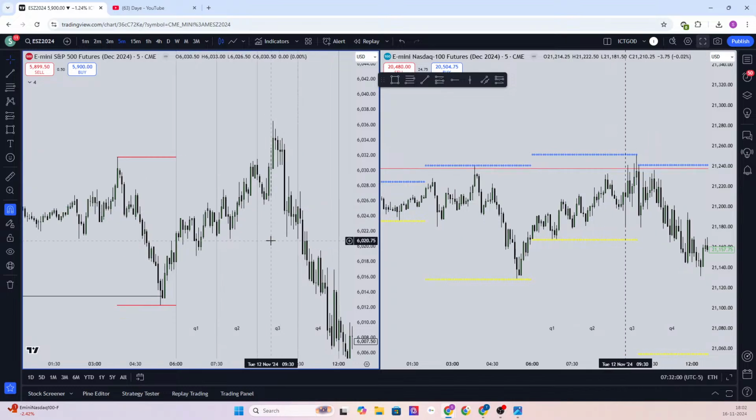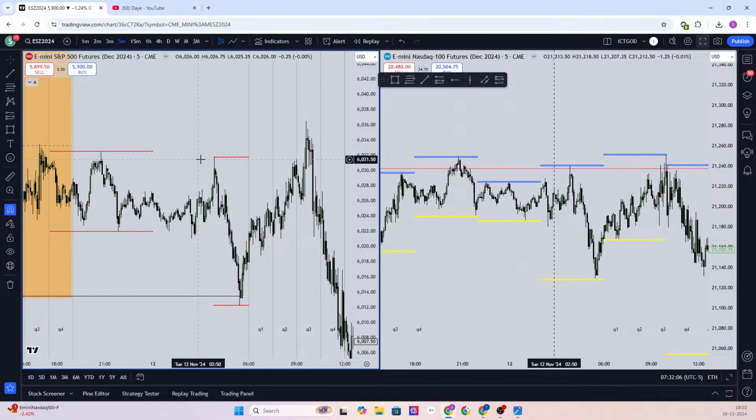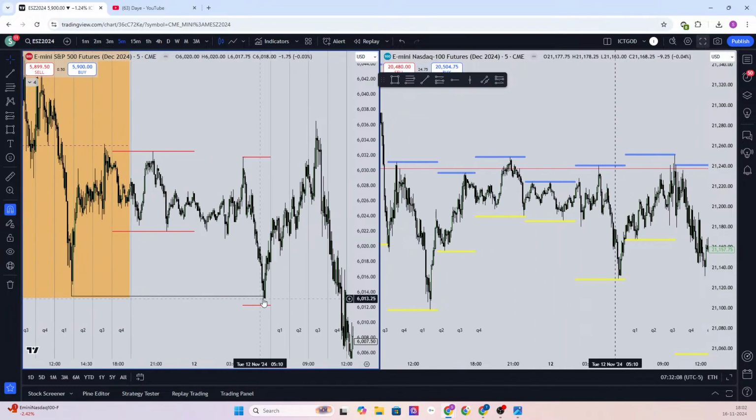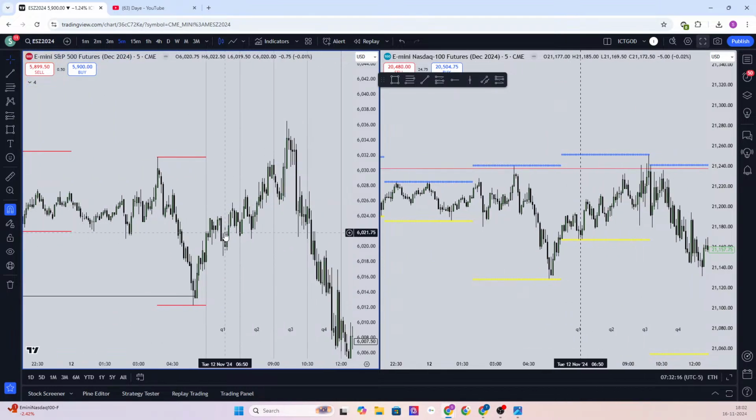Why did I sell at this point? Why I waited for this quarter is, if you can see, we had these relative equal highs, and we had these lows here that were supposed to be the target. This was the day high. This was the day low. We had an accumulation in Q1 here. Q2 had the manipulation, then again another push higher.